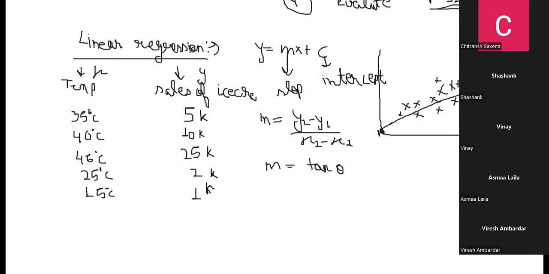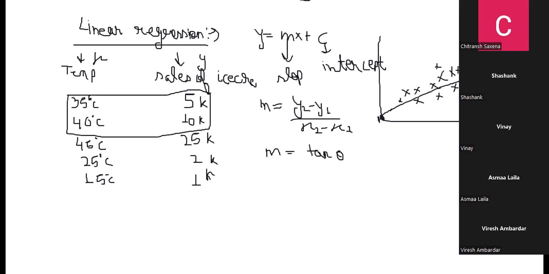Now take first of all these two equations. Put this data in: what is your Y? Y is 5K. Let me remove this K.